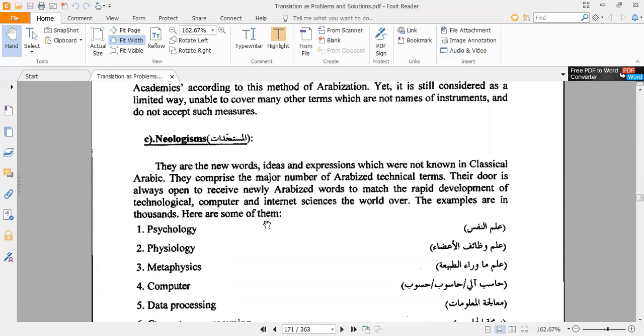Okay. Now neologisms. Neologisms المستحدثات. المستحدثات new words, ideas, expressions which are not known in Arabic classic or in classical Arabic. So the difference between neologism and the new coinage, both of them is the invention of new terms into the language, but the difference between them is that neologisms are not used in the past, but coinage, these terms are used in the past and people know them, but they are no longer used in the present.